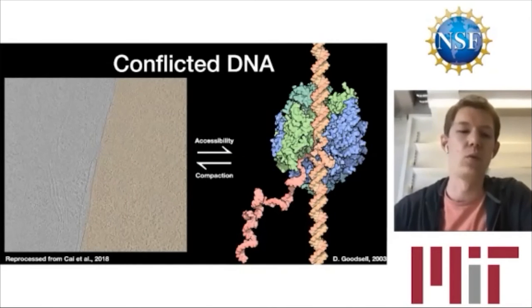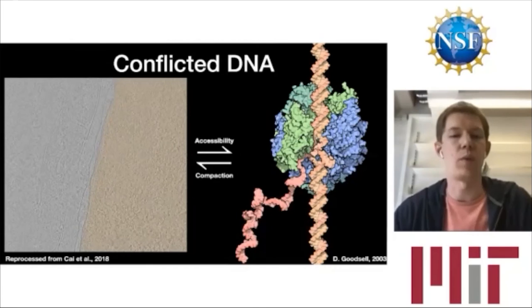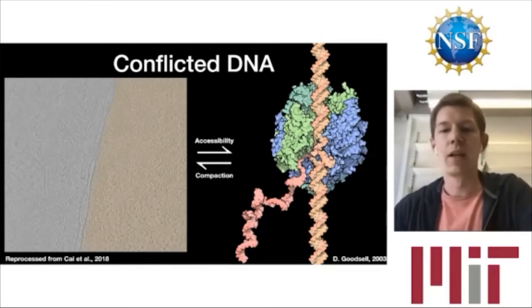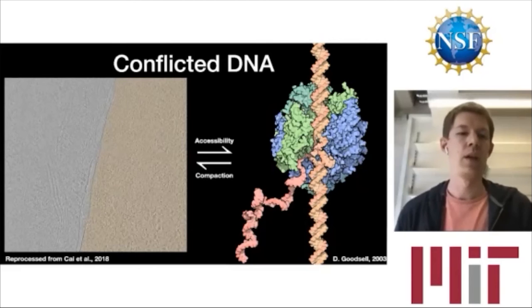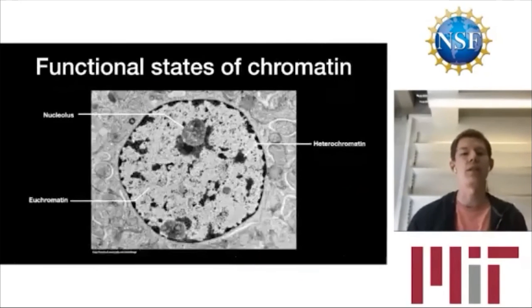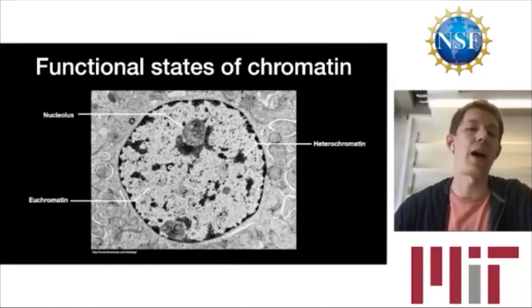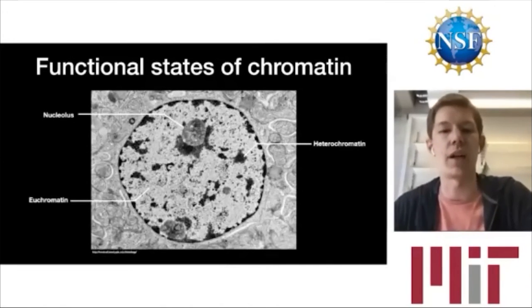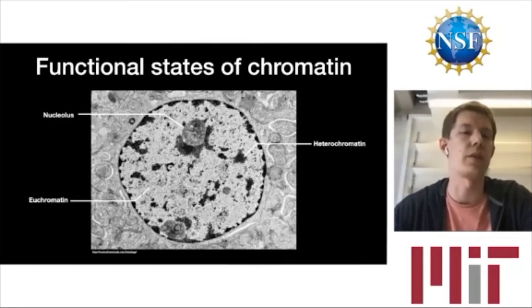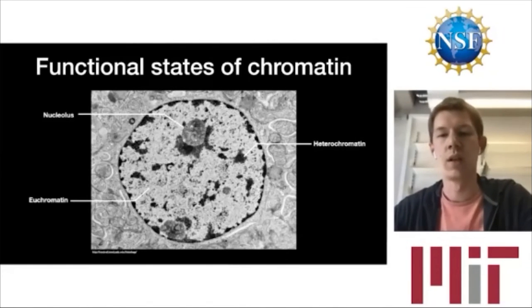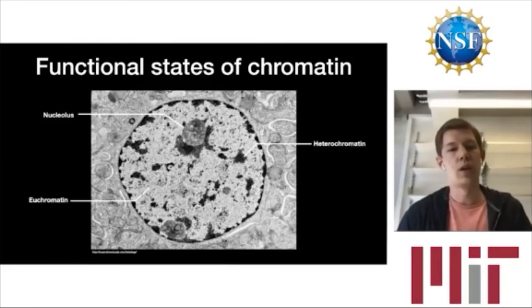And luckily, evolution has come up with this ingenious protein-nucleic acid complex that we probably all love, called chromatin, that allows both for compaction as well as controlled accessibility. And this becomes quite evident in this electron micrograph of this interphase nucleus, where we see regions with high levels of compaction, which we typically call heterochromatin, and then regions of a lower local concentration of chromatin that we call euchromatin.